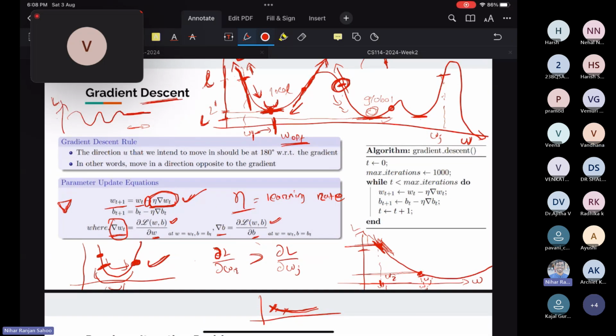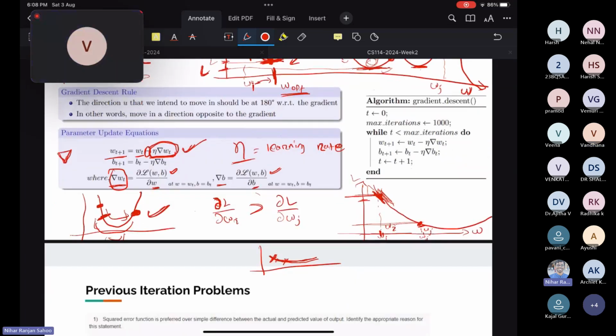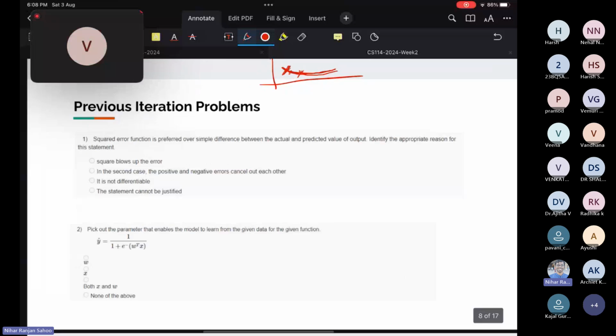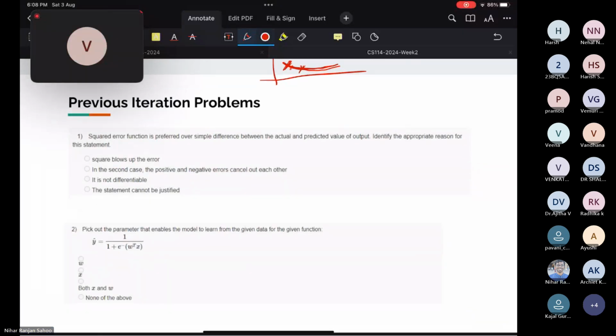If time permits, I can explain through some example, but let me finish first. Any other doubt from anyone else? Okay, let me go to the previous year problems.